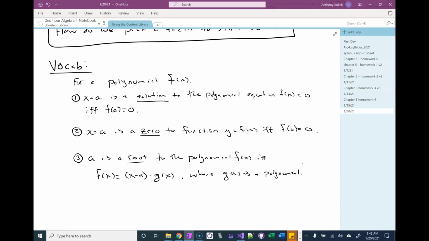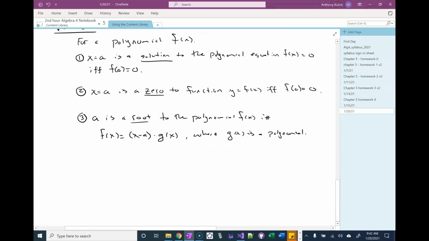The next definition says a is a root of the polynomial f of x, if and only if x minus a is a factor of f of x. That's basically what it's saying.